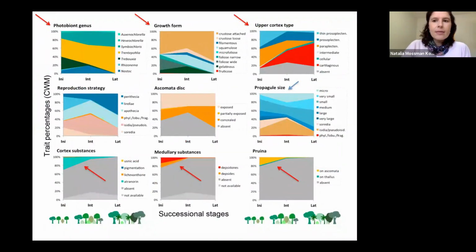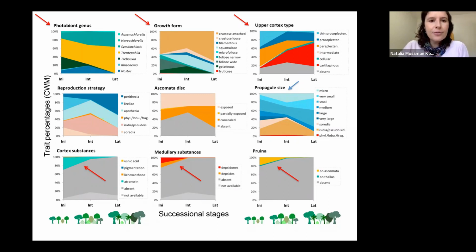By looking at the functional traits, we found differences when looking at all the traits that were evaluated. So we found differences among the stages when we look at the photobiont genus, the growth form, the upper cortex type, which is something new, the propagule size, the cortex substances, the medullary substances, and the pruina. So all the traits that we evaluated changed from initial to late stages of forest succession.